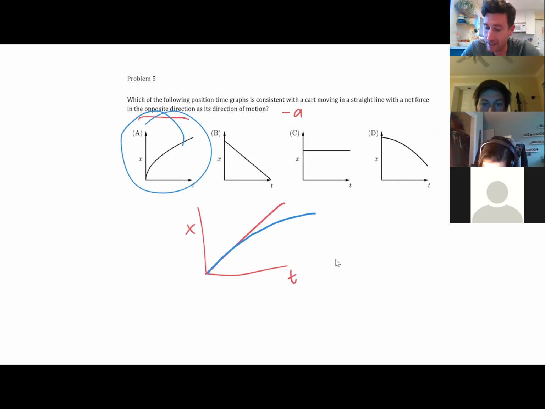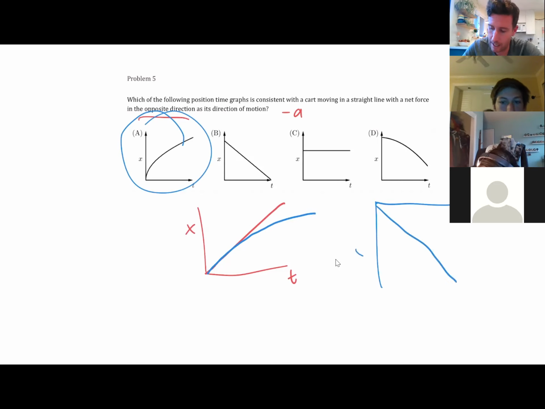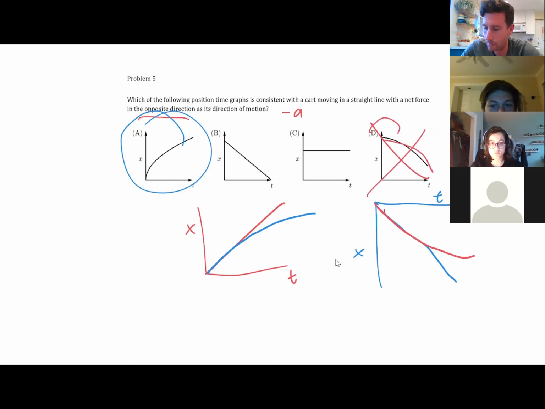The other option is I could have gone negative. So I could have said this is also a valid option, where this is X and this is T. It's still moving in a straight line. And then as it's slowing down, I have to get less negative, so it would go more like that. And that is not the same as D, right? Because this one actually gets steeper. That's no good. I need it to get less steep. So that's A.